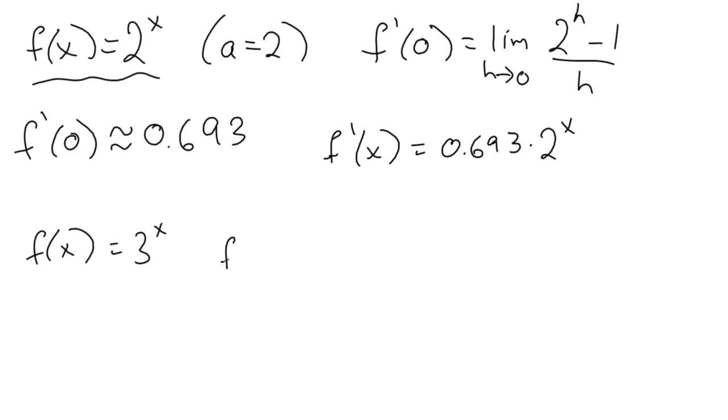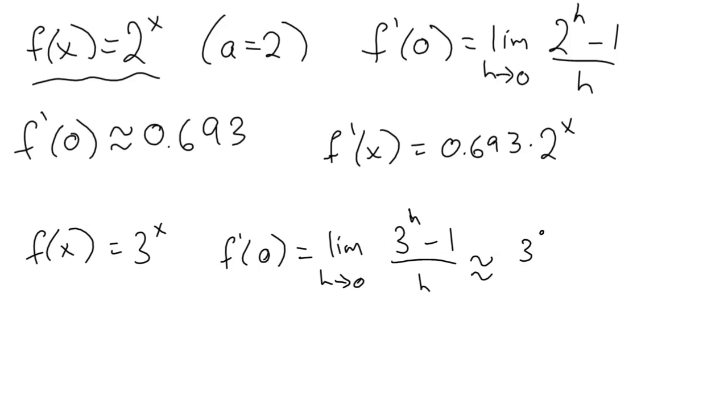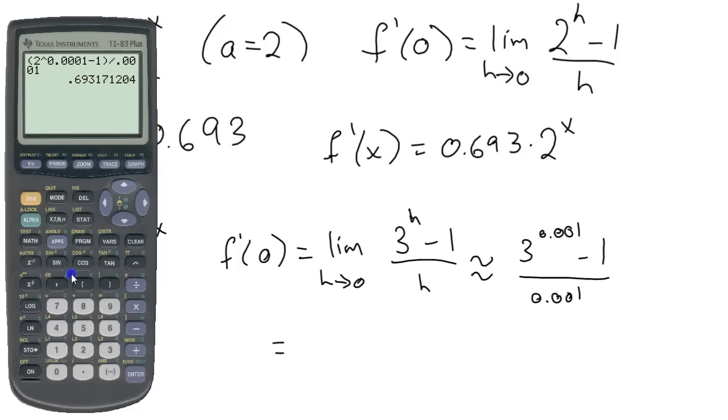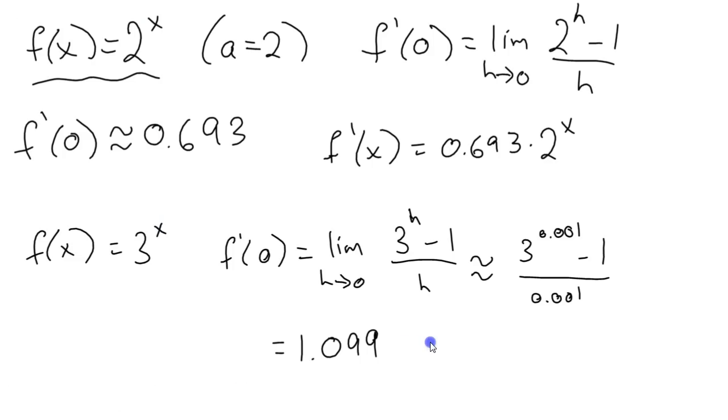So let's see. Then f prime of 0 would be the limit as h goes to 0 of (3 to the h minus 1) over h, which is approximately (3 to the 0.001 minus 1) over 0.001. So I'm approximating the limit by putting in a small value for h. So let's see what we get if we do that. Maybe we'll get 1. Maybe we'll get lucky, right? So let me just bring that last thing up, and I'll change the 2 to a 3. And, oh, close. 1.1, we'll say, or 1.099. So the slope is almost 1 at the origin, but not quite.